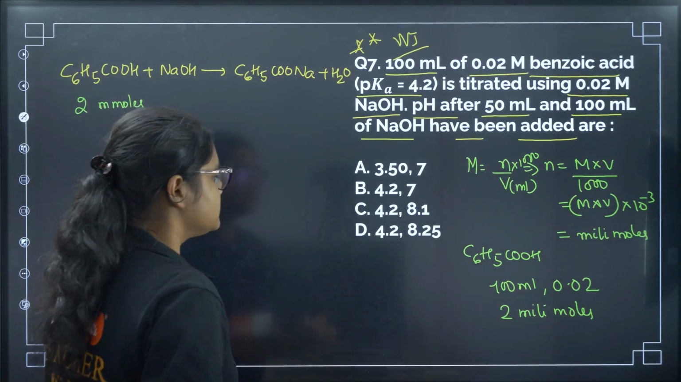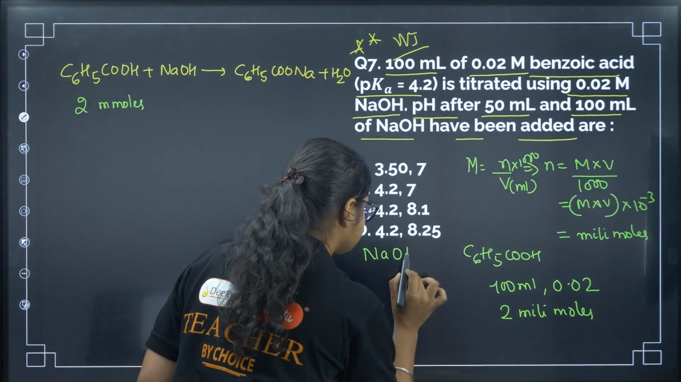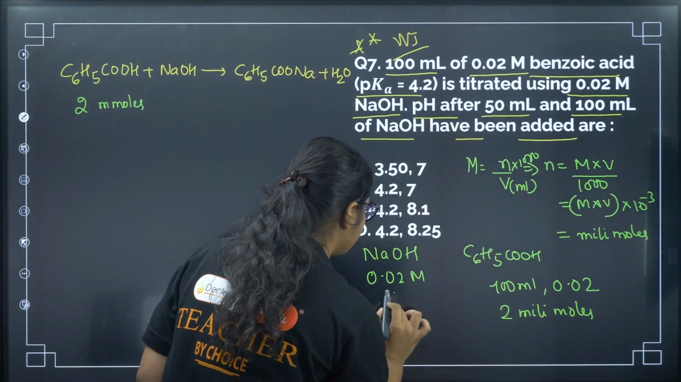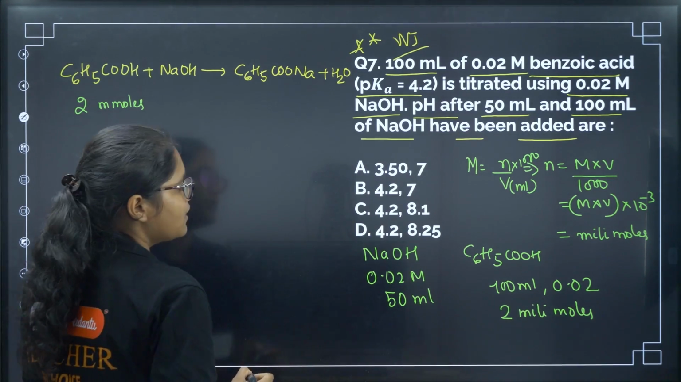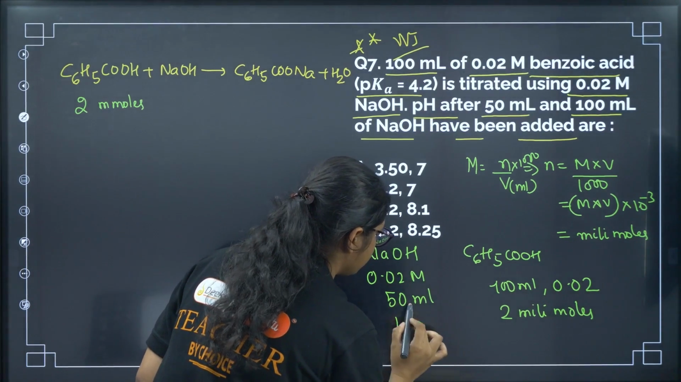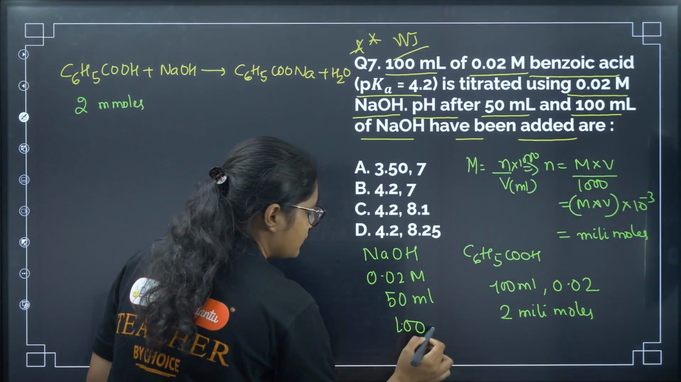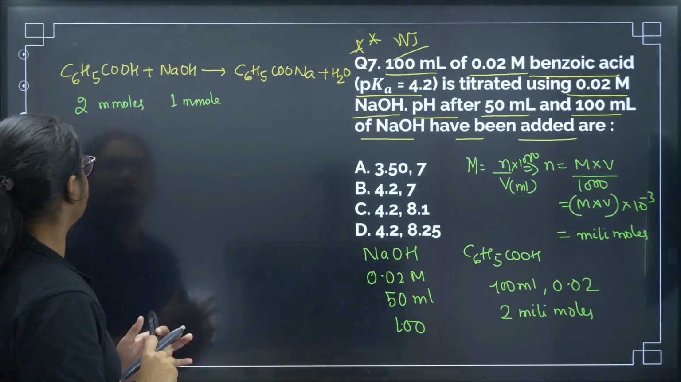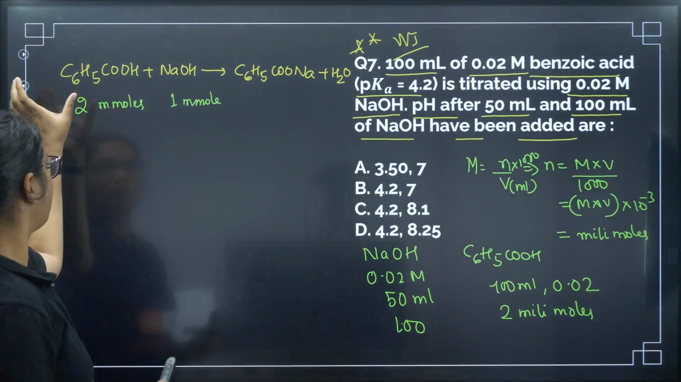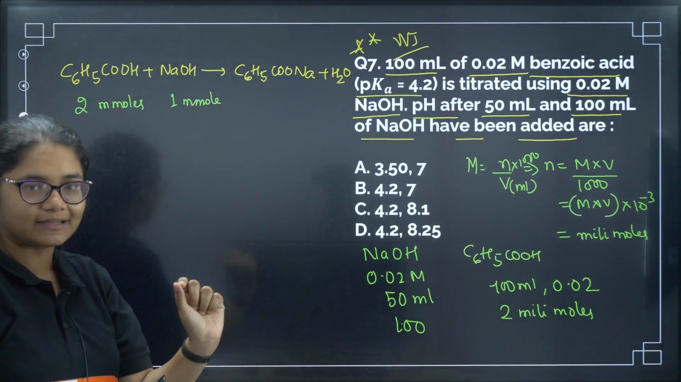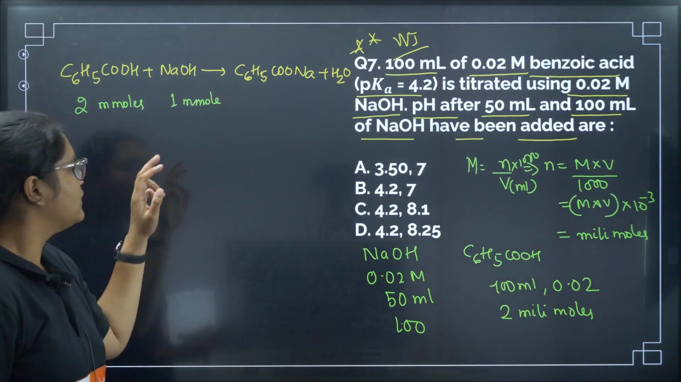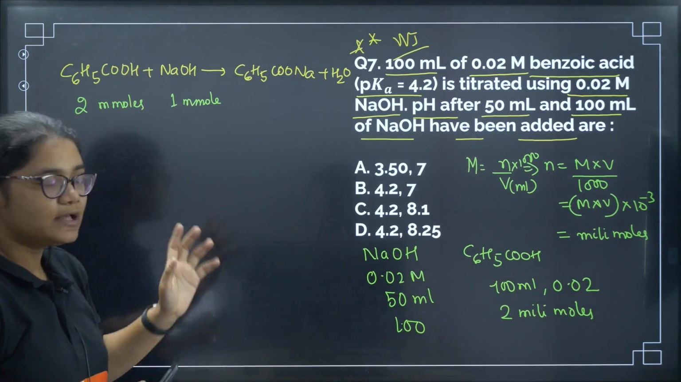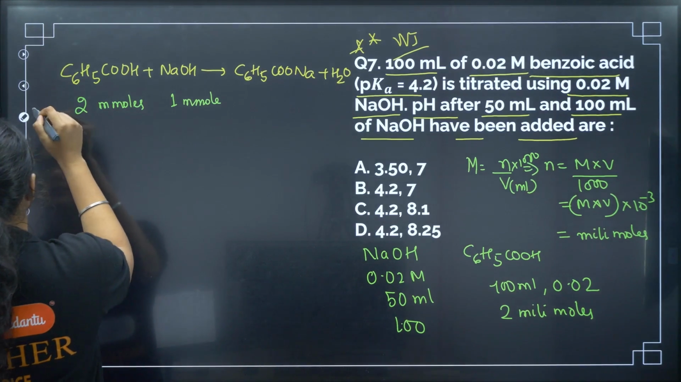Now coming to NaOH. What is the concentration of NaOH given? NaOH concentration is given to you as 0.02 molar and initially we took 50 ml. Now if you multiply 50 by 0.02, we get 1 millimole, right? So this is 1 millimole. Now according to the reaction, 1 mole of C6H5COOH, that is benzoic acid, reacts with 1 mole of NaOH. So 1 millimole of NaOH will react with 1 millimole of benzoic acid.